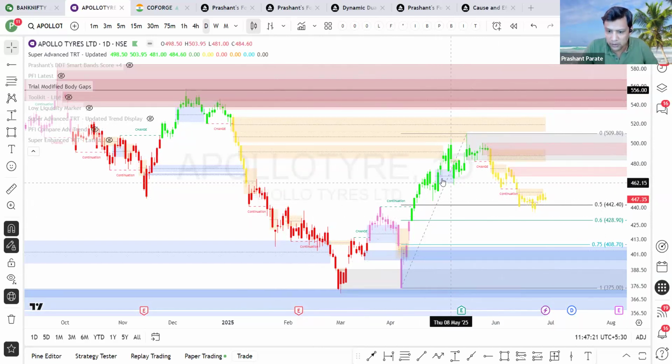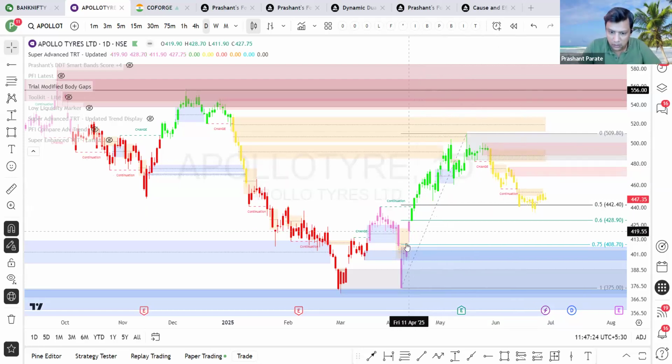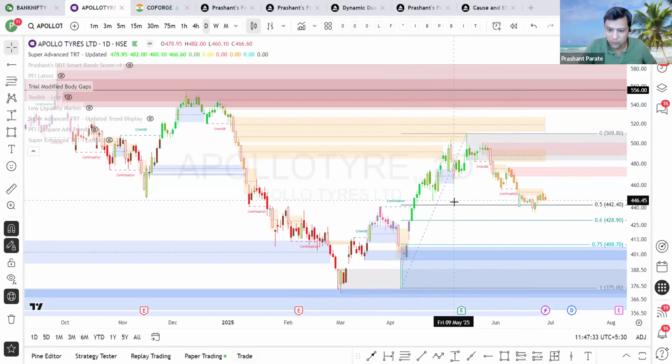Buying area printed here is larger. Selling areas are smaller as compared to this buying area. There is some visible gap here. There was a very big visible hidden gap here, which is no more in force.